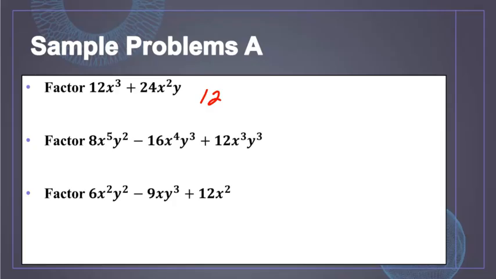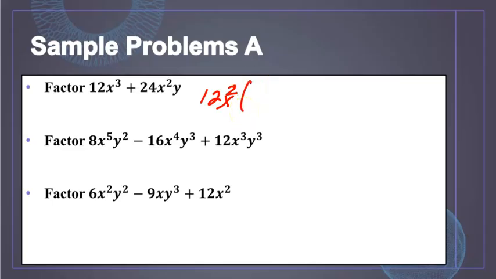Now if I look at my bases, or the variables with the exponents, if there's a common variable, which I do have, an x in both, I have to choose the one that has the smallest exponent, because I can't take something out that's a bigger number than I have available. So I can only take out an x squared out of both terms. I can't take out an x cubed because the 24x squared doesn't have 3 x's involved. And I cannot take a y out of both terms because 12x cubed does not have a y. So the greatest common factor would be 12x squared.